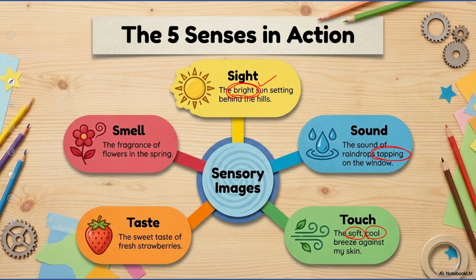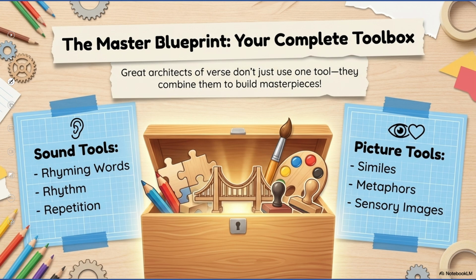The sweet taste of fresh strawberries. So while reading the word sweet, a sense of taste comes. The fragrance of the flower in the spring. While reading the word fragrance, it is relevant to the sense of smell. So sensory images are created by using certain words in poetry, which gives us something very, very important.